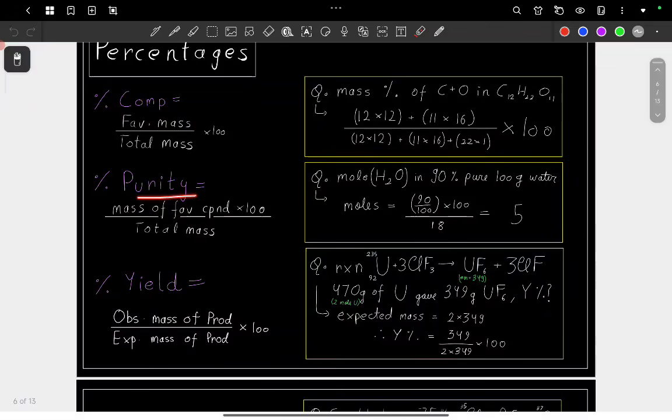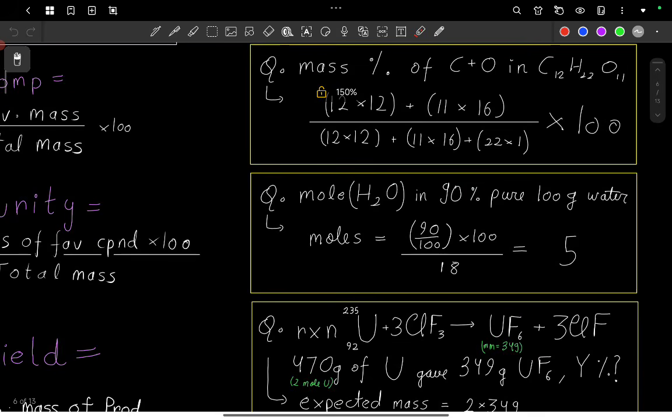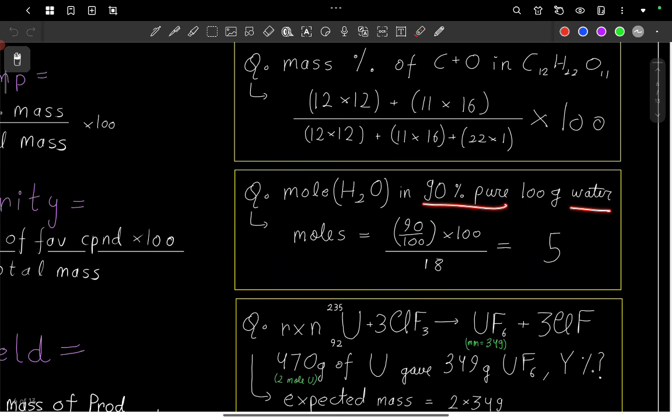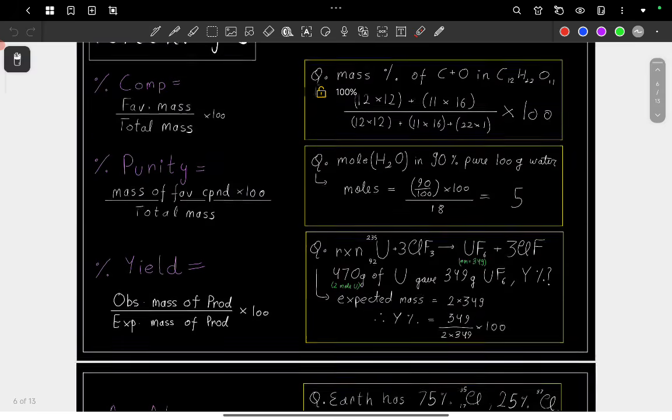Similarly, we define percentage purity, the mass of the favorable compound into 100 upon the total mass of the sample. For example, if I say I have 90% pure water and I have 100 grams of it, that means that I will end up with 90 grams of pure water. I think this is easy to understand, and if you want to find the number of moles, it is 90 upon 18, the molar mass of water, which gives 5 moles.